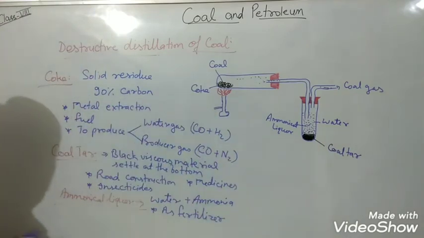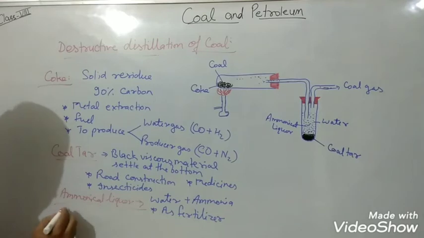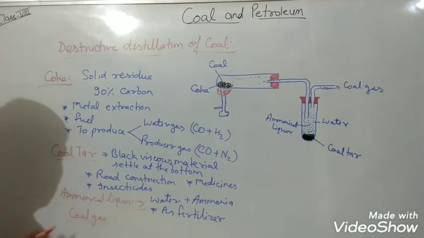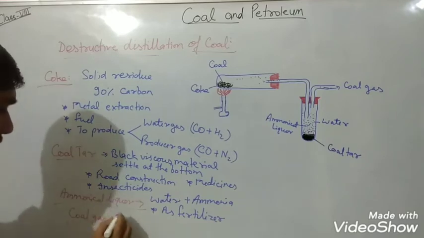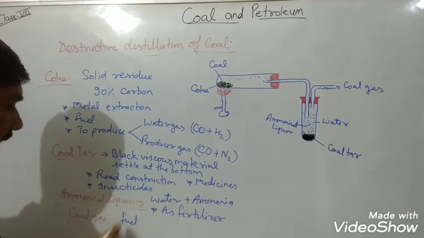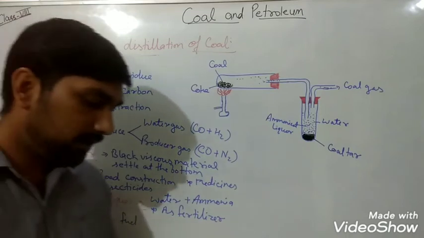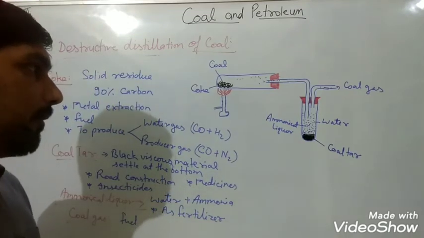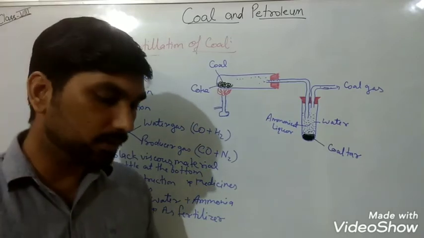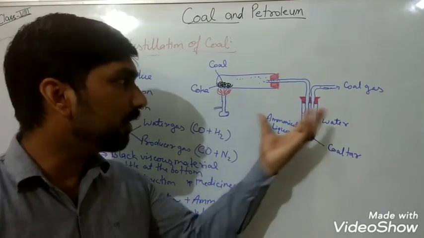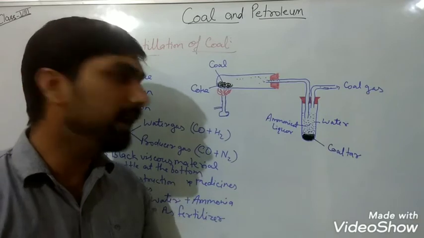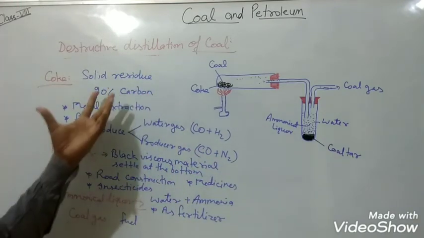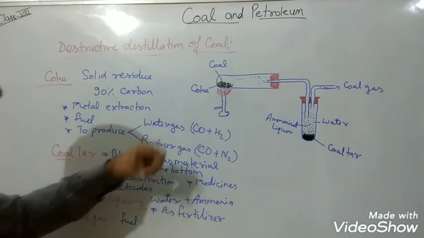And finally, the last one is coal gas. This coal gas is also used as a fuel material and illuminant. Earlier they were used there, but nowadays we have many more fuels, so it is not common to use it as the illuminant for the roadside. So this is all from the destructive distillation of coal.